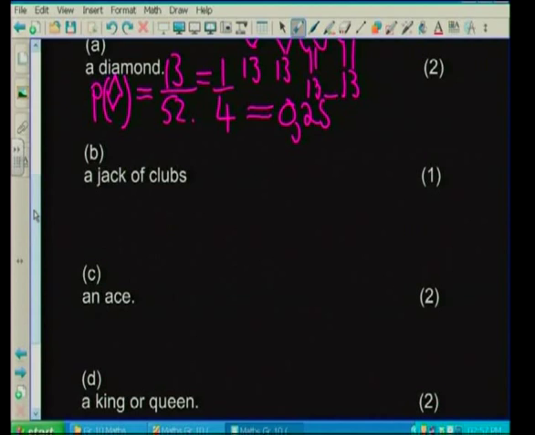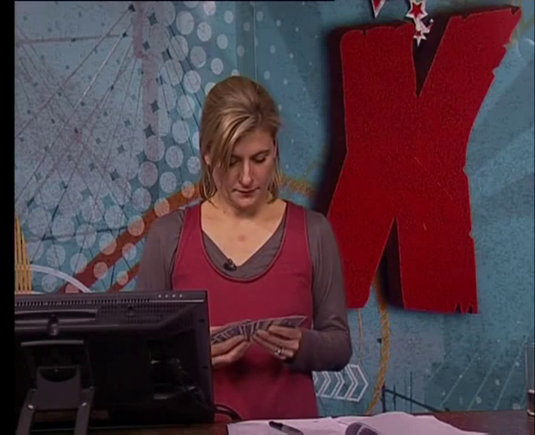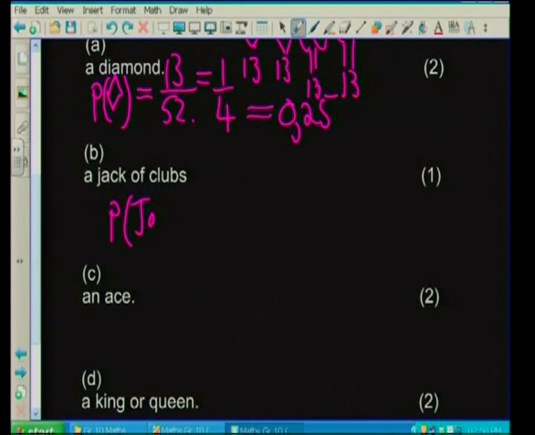Right. The next question asks us for a jack of clubs. Let's have a look if we can find the jack of clubs in this pack of cards. Here's the jack of clubs. It's got the club sign and it's a jack. Now guys, there are 4 jacks in a pack of cards. There are 4 queens, there are 4 kings, there are 4 1s, 4 2s, 4 3s, but there is only 1 jack of clubs out of the 52. So I'm going to say that the probability of a jack of clubs is 1 out of 52 and leave it at that.